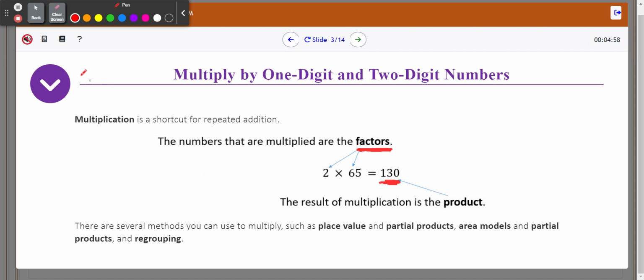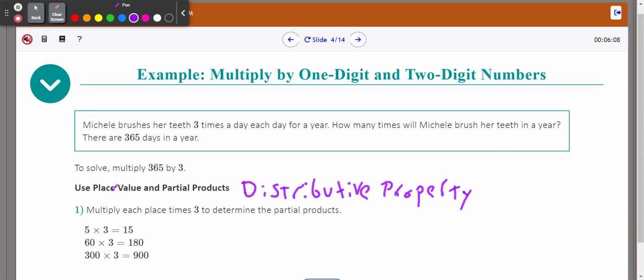Now I'm going to show you the first way of doing multiplication. The first method is what's called using place value and partial products, or it's also known as the distributive property. So what you're going to do is break apart a number into each of its place values and multiply them separately.